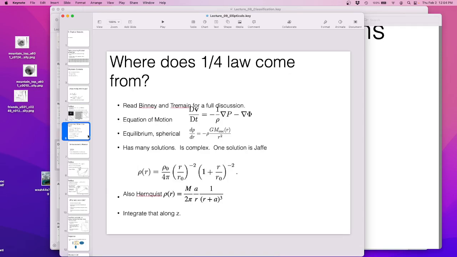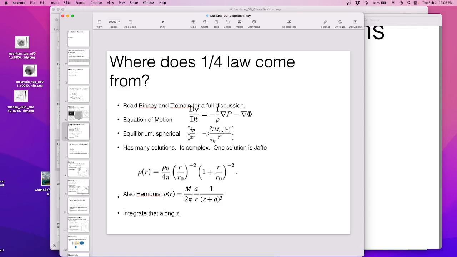So why do we have this profile? Where does that come from? It takes a second, so hang on a second. So if I have a sphere of gas, once again, there's a couple of places where I'm going to start with a sphere of gas. It has an equation of motion which looks like this. dv dt is minus the pressure gradient minus the gravitational acceleration. This is just F equals ma. And I've got pressure and gravity.